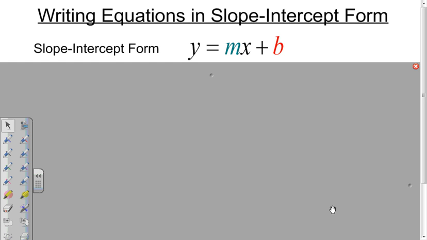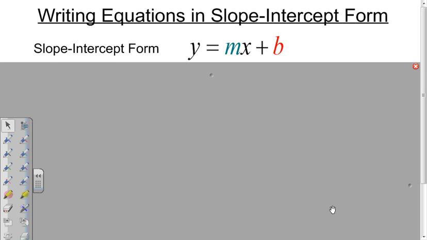It deals with equations of lines, specifically writing equations in slope-intercept form. This is a basic video about when given the equation of a line, how to rewrite it in this form. So slope-intercept form is called as such because it allows us to be able to read the slope of the line and the y-intercept of the line just by looking at it.